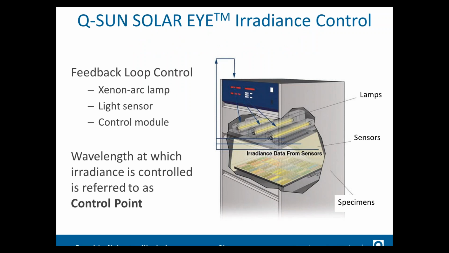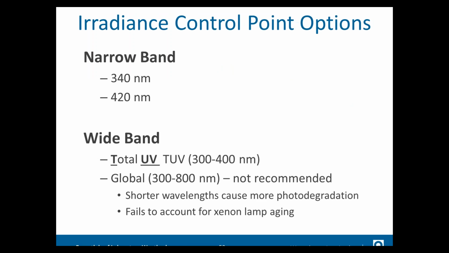These testers are capable of controlling the irradiance. What they have is a sensor in the chamber that measures at a control point, and that feeds back into the controller, which adjusts the power. So we can maintain control of the irradiance very well. But the important thing is identifying which control point you want to use. There's three options that are primarily used.